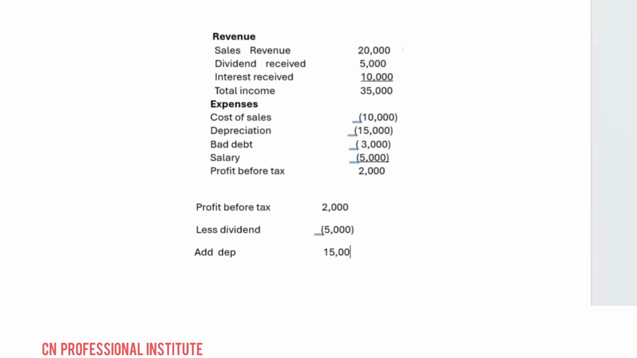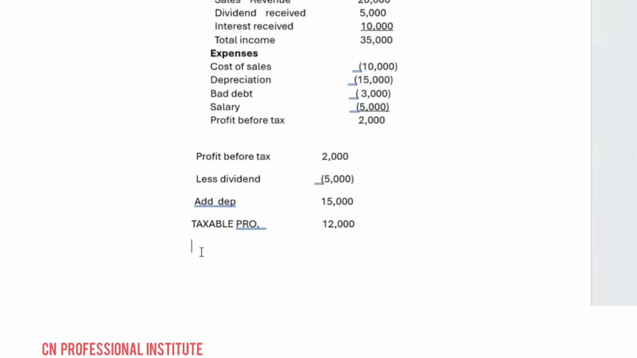Now, when you are done doing this adjustment, what do you get? Here we have 2,000 minus 5,000, right? Plus 15,000, and this will give us 12,000 as the adjusted profit or taxable profit. So this we call the taxable profit, right? So our taxable profit now is 12,000.